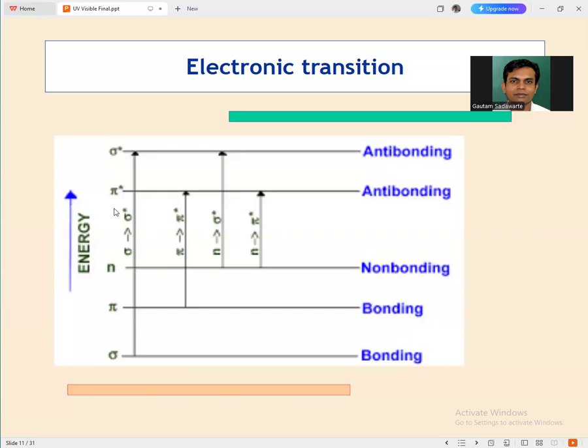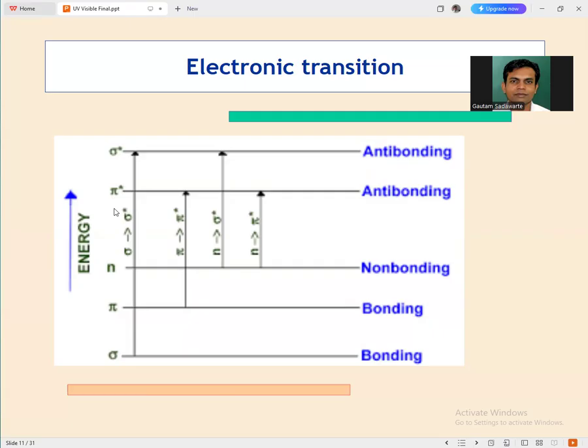Alkenes as well as carbonyl compounds also undergo this type of excitation, that is the pi to pi star. Next one is n to sigma star. Now the compounds which contain a sigma bond as well as a non-bonded pair of electrons. Here, in OH, oxygen contains a sigma bond as well as a non-bonded pair of electrons.